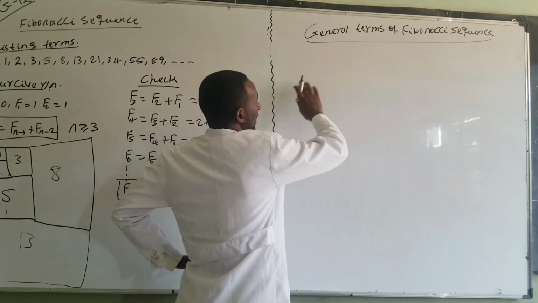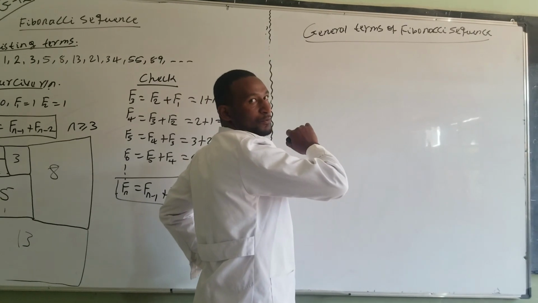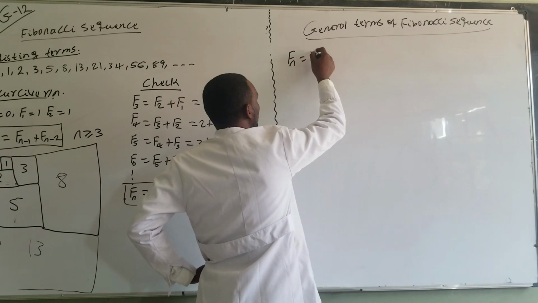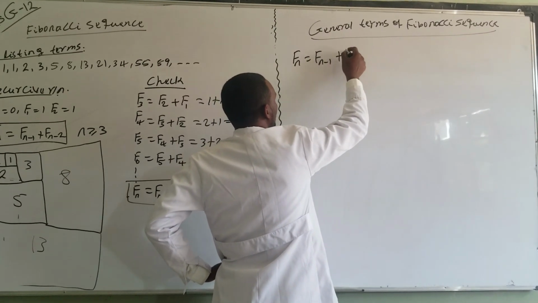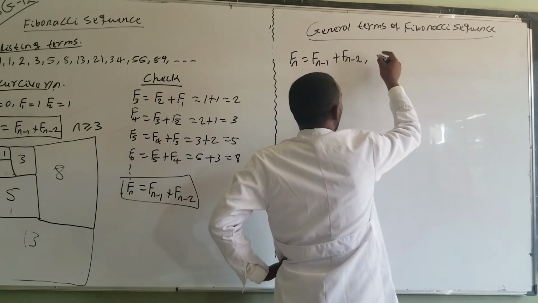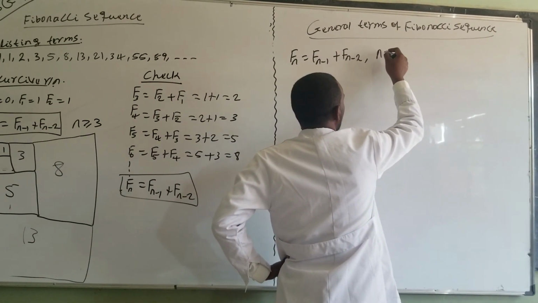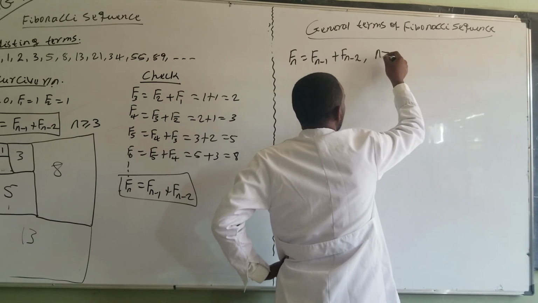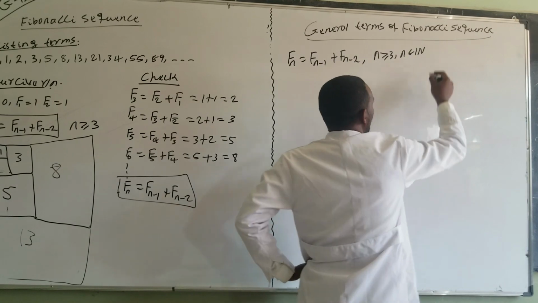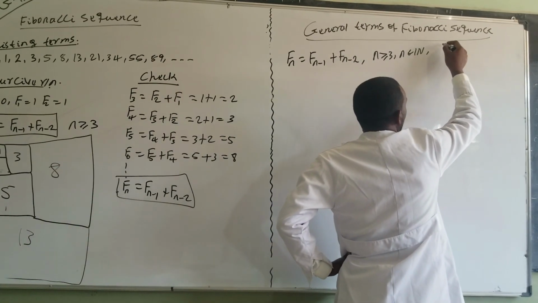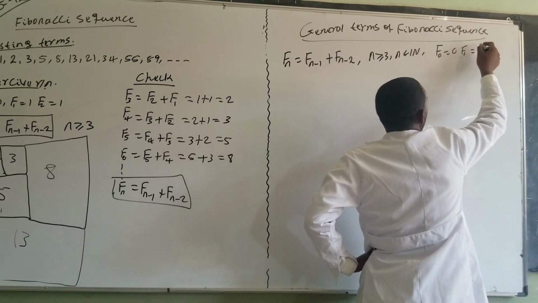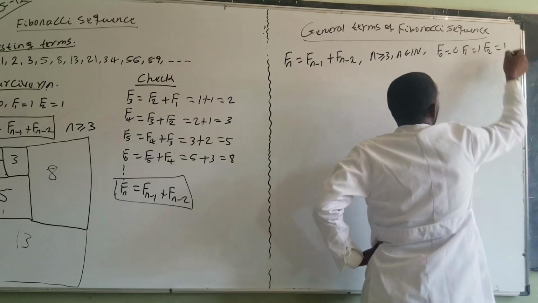To find the general term of a Fibonacci sequence, we have to use the recurrence relation formula: f of n is equal to f of n minus 1 plus f of n minus 2, when n is greater than or equal to 3 and n is an element of the natural numbers, and we use the initial conditions f of 0 is equal to 0, f1 is equal to 1, f2 is equal to 1.